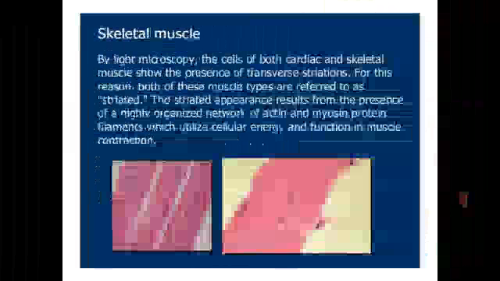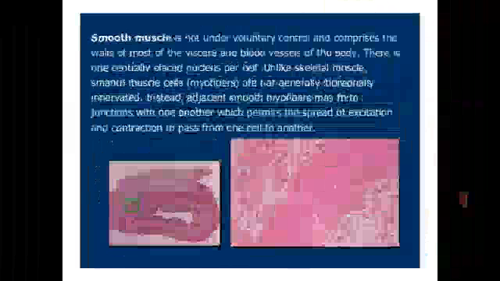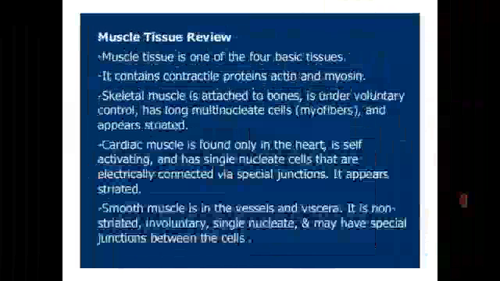The cells of both cardiac and skeletal muscles show the presence of transverse striation, and they are striated in appearance, and this appearance shows the actin and myosin protein filaments which utilize cellular energy and function in muscle contraction. Smooth muscles, involuntary control. There is one centrally placed nucleus per cell. Muscle tissues.